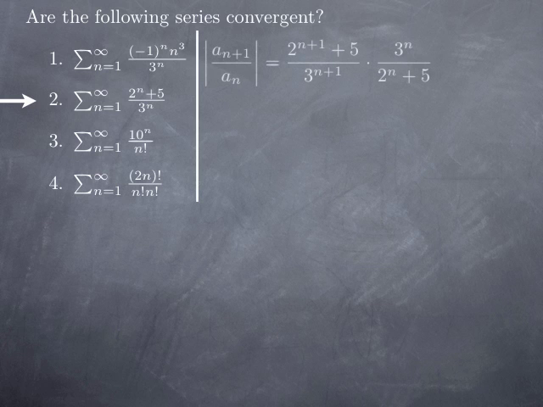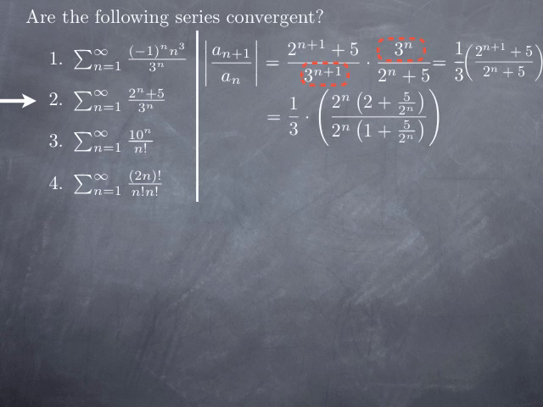So we look at the ratio of two consecutive terms, a_(n+1) over a_n. So we get (2^(n+1) + 5) divided by 3^(n+1), and then we multiply by the reciprocal of a_n. So that's 3^n divided by (2^n + 5). Just like before, we have 3^n over 3^(n+1), that's 1/3. And then what remains is (2^(n+1) + 5) divided by (2^n + 5). We can factor out 2^n at the top and at the bottom, and then cancel that 2^n out.